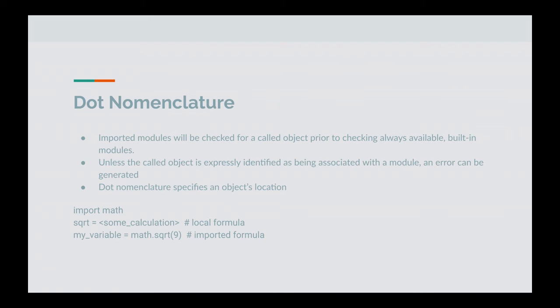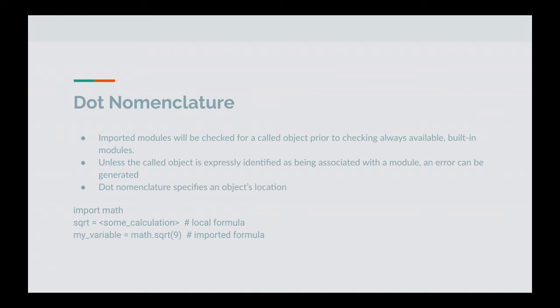So I touched a little bit on this in the last example, dot nomenclature. Basically what happens is you have to expressly state, using dots between the words, where the path is to find the module that you want to use. So I talked about in the hierarchy of the namespaces how imported modules will be looked at, and then the always available built-in modules that Python provides. And so you need to specify exactly where Python is supposed to find the function for you.